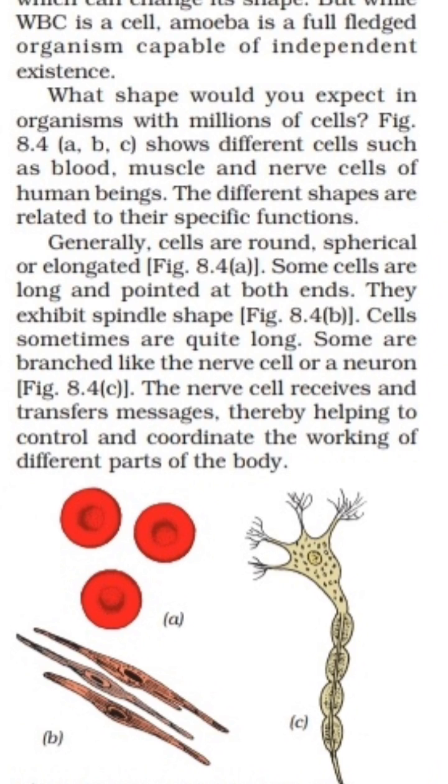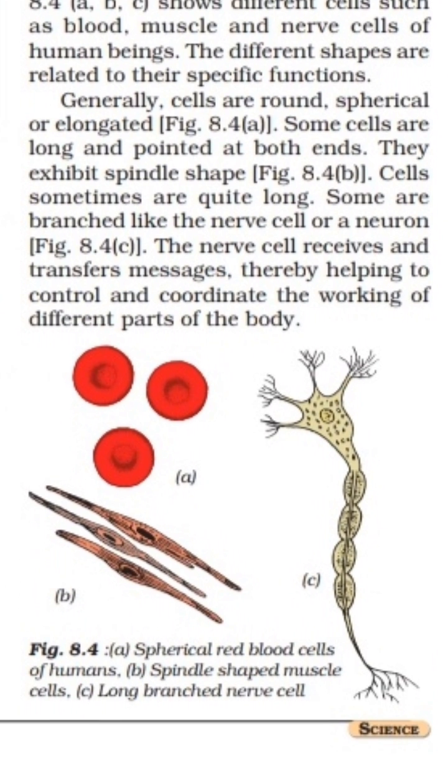Now see, generally cells are round, spherical or elongated, which is shown in figure 8.4a. You can see the figure also, 8.4a, spherical red blood cells. Some cells are long and pointed at both ends, and they exhibit a spindle shape. Here 8.4b, spindle shaped muscle cells, you can see there.